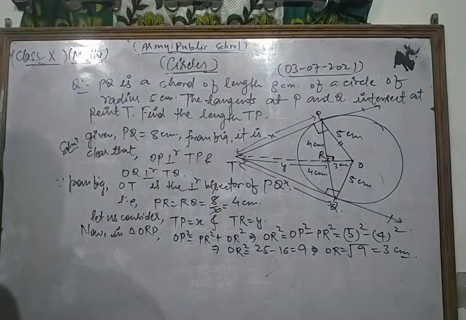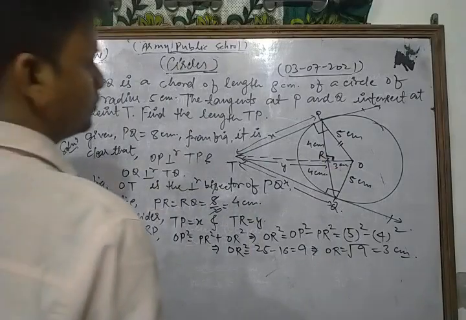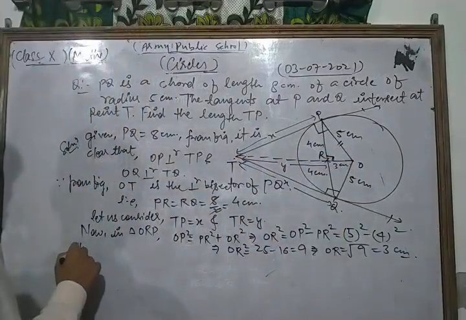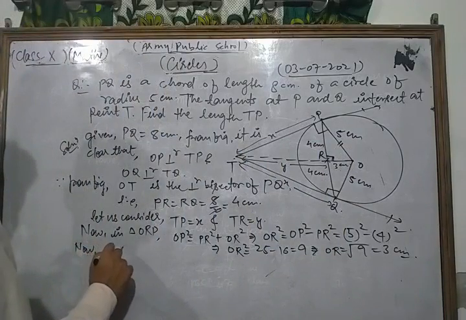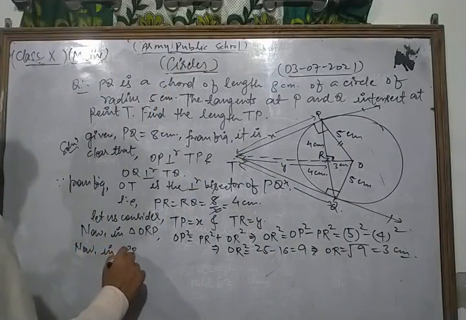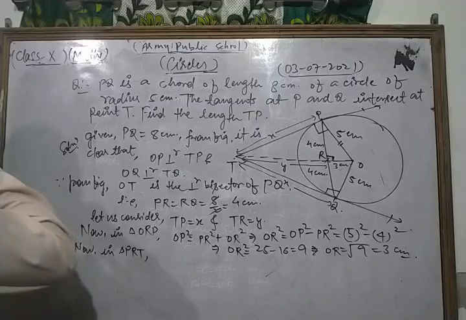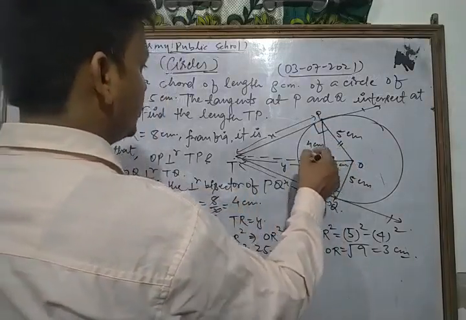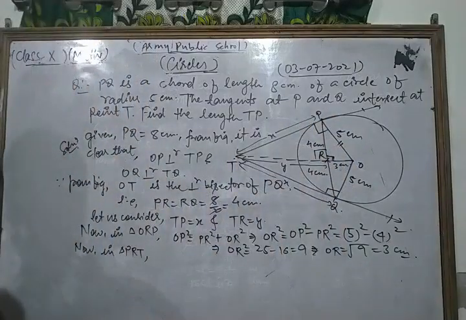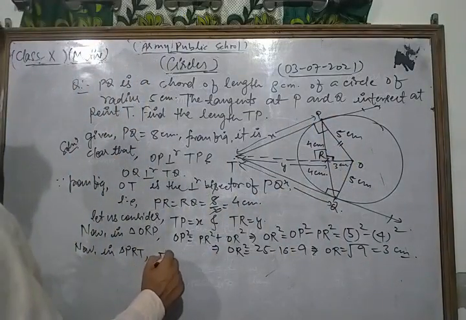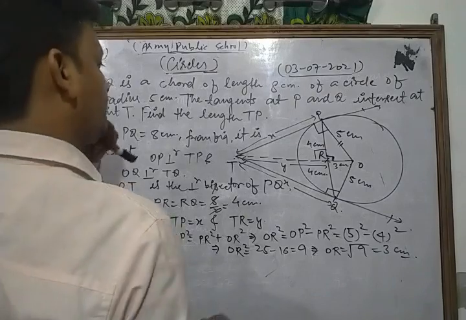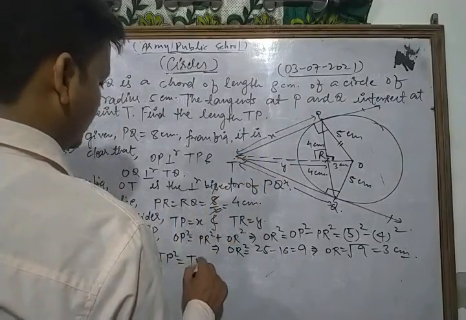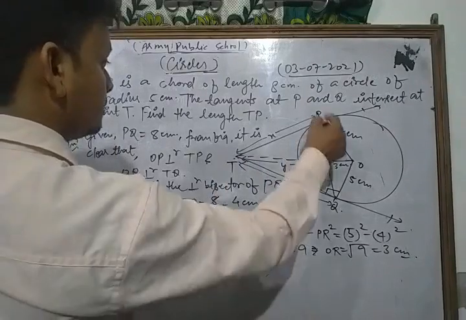Now, dear students, in right angle triangle PRT, this is 90 degree, so TP square is equal to TR square plus PR square.